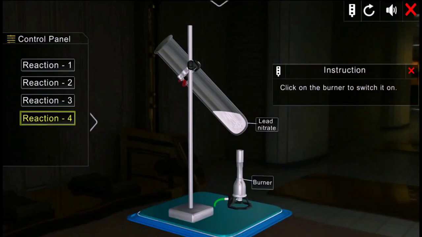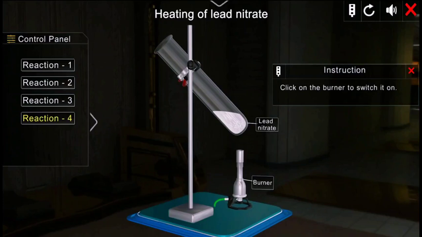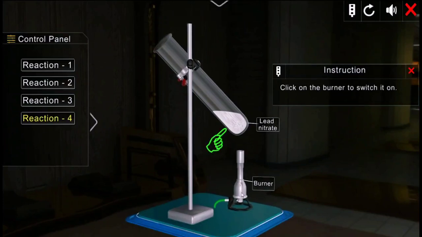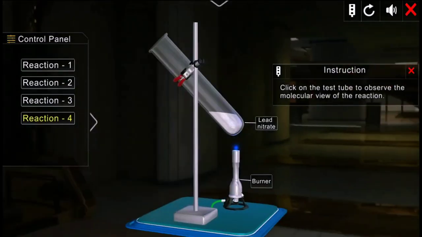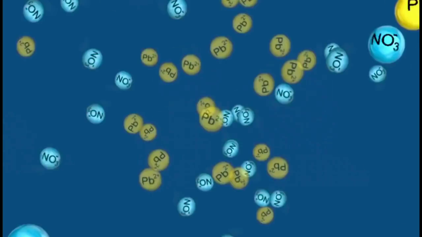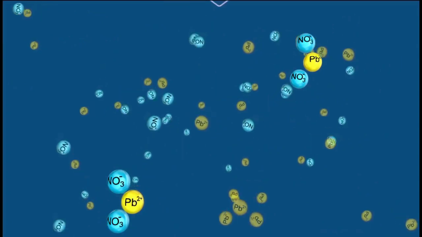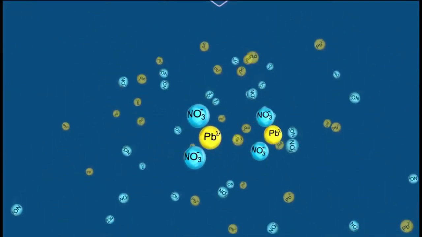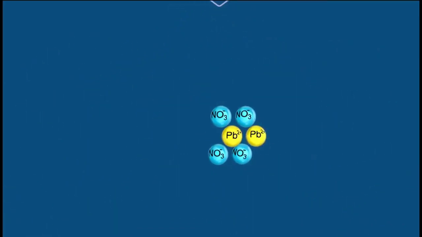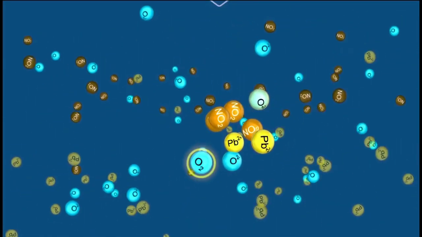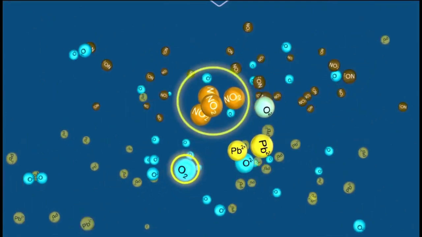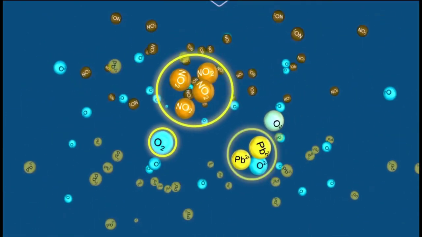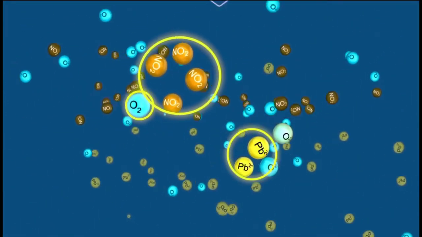The fourth reaction comprises heating of lead nitrate. For this, take a test tube containing lead nitrate powder and a burner. Begin heating the powder. A chemical reaction takes place where Pb+2 loses 2 of its electrons, which are accepted by oxygen atoms to form O2. NO2 is released and PbO2 is formed in the process.